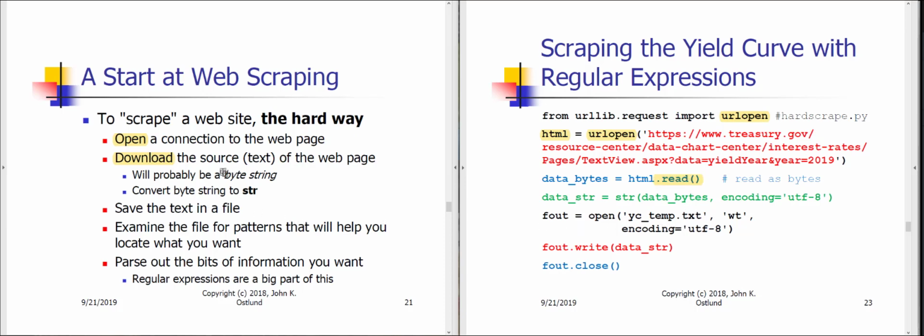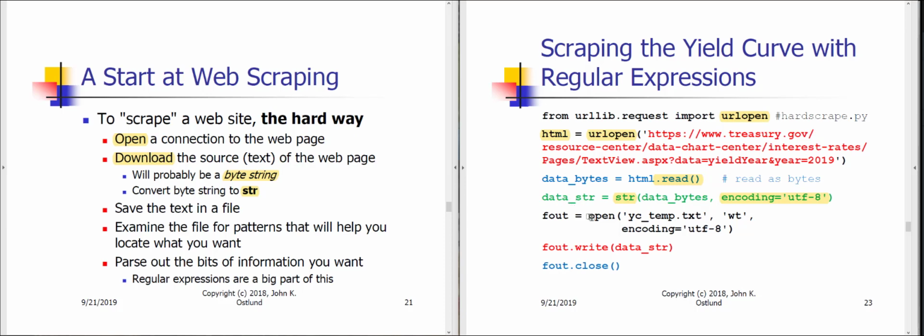Now the data comes back to us as what's called a byte string. We need to convert that byte string into an ordinary string by using the string conversion function and specifying that the encoding of the byte string is UTF-8. That's the most common coding format for documents on the web. The data string is something that we can directly edit.